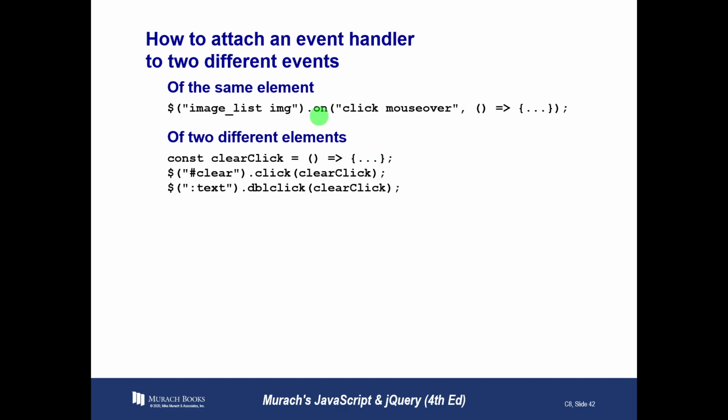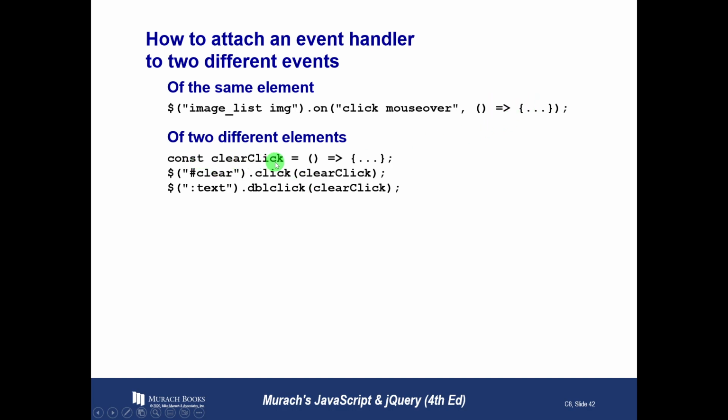How to attach an event handler to two different events. If it's on the same element, get all the images in the image list, on click or on mouse over. So we just separate them with a space. If they click on the image, or if they mouse over the image, we're going to run whatever function we put here. Or two different ones.